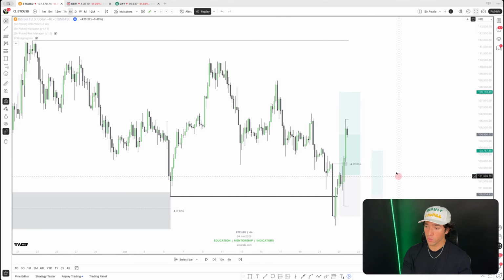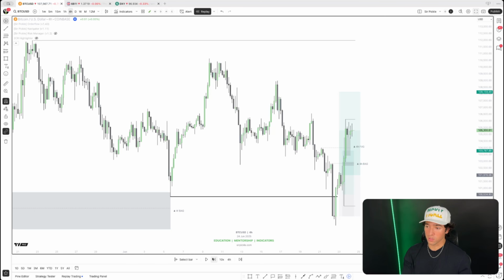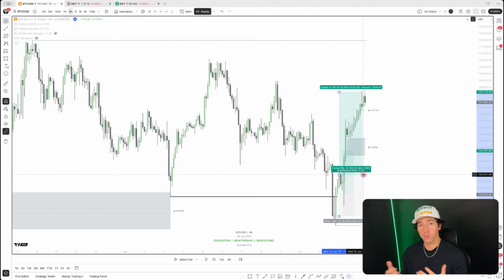Both of these entries right here, first of all, this one, you would have got your 2R hit right there. And if you just bought the bag, we will see if that ends up right here giving you 2R, which it does. So both entry methods would have worked.